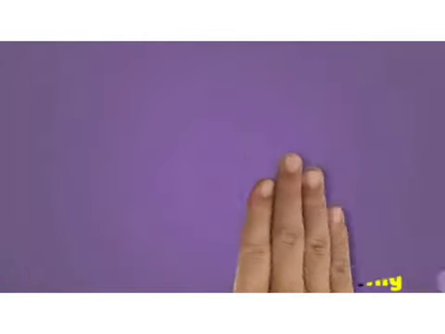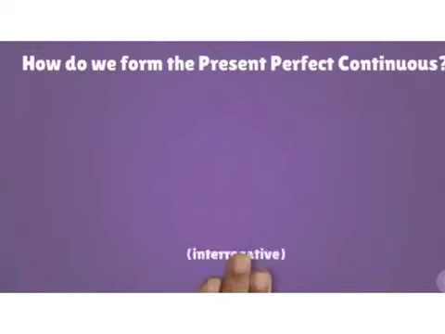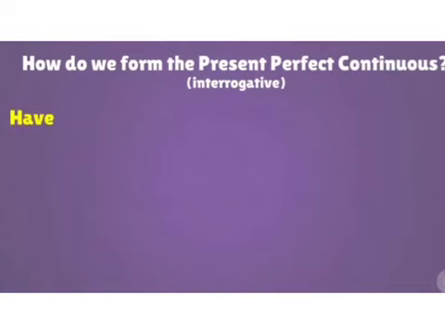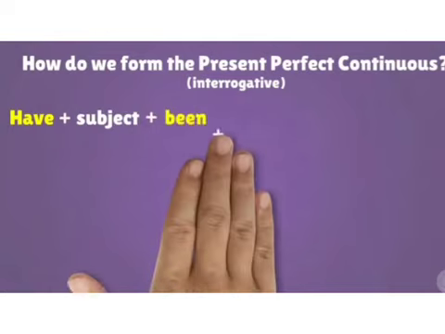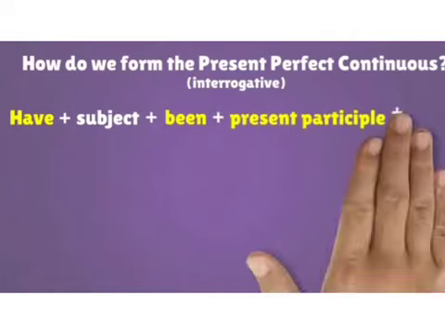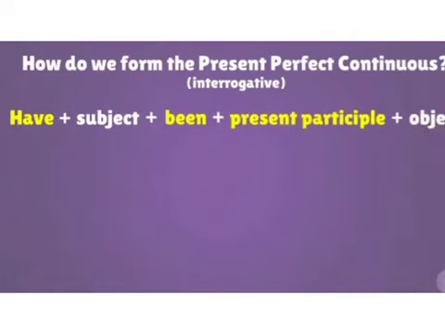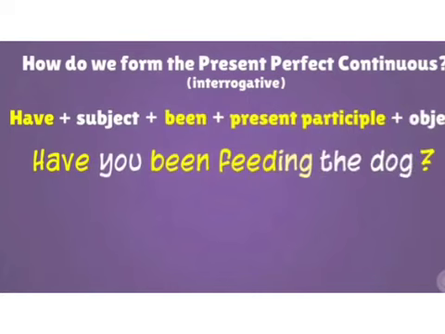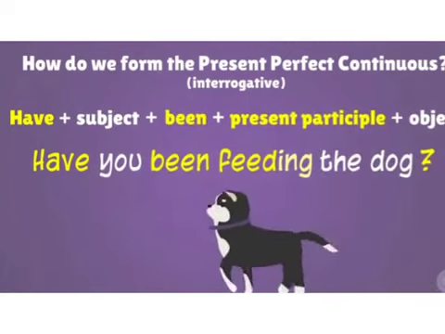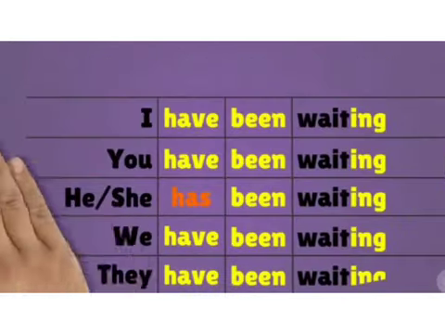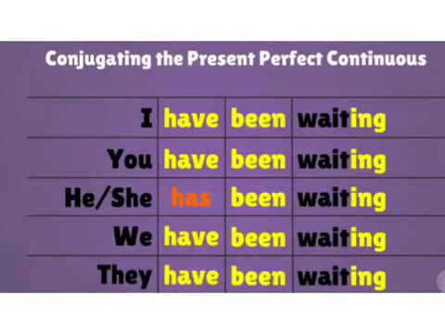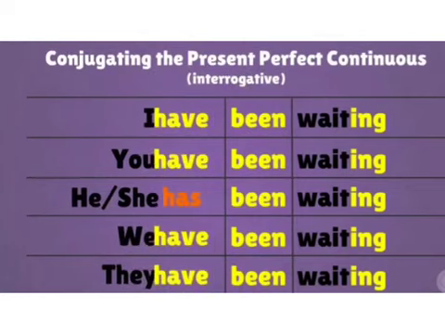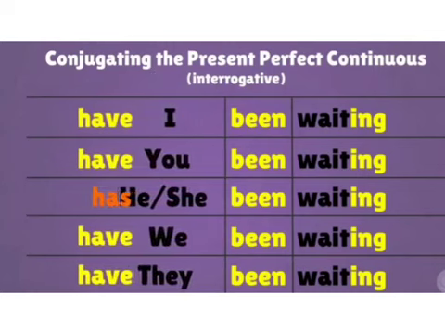Okay, children. Now what is next? Yes, interrogative type. A sentence which has a question formation is called an interrogative type. Here we go with the formula. Have plus subject plus been plus present participle plus object. This is the example for you. Have you been feeding the dog? So what has to come, friend? The auxiliary verb has to come to the front. Take the auxiliary verb to the front and put a question mark at the end. That's it. Yes, you have to interchange the auxiliary verb to the front.